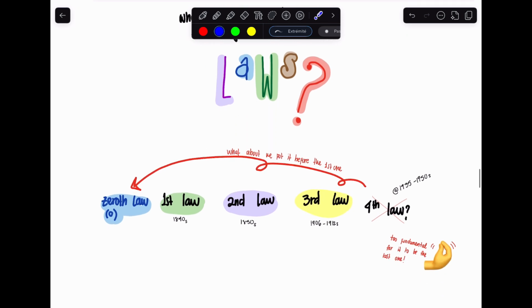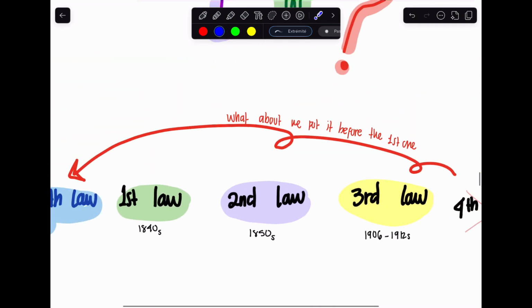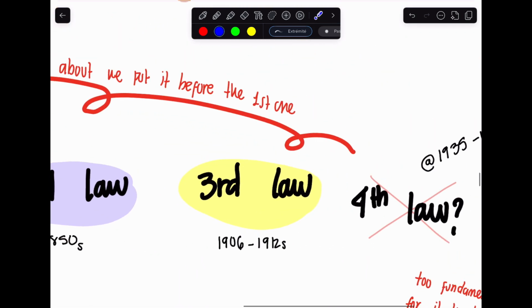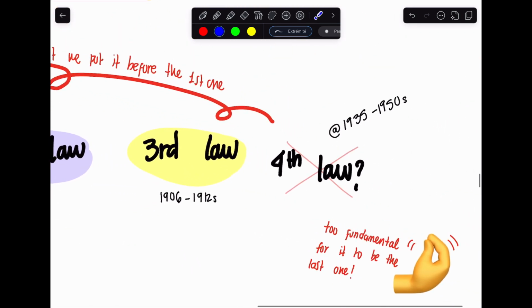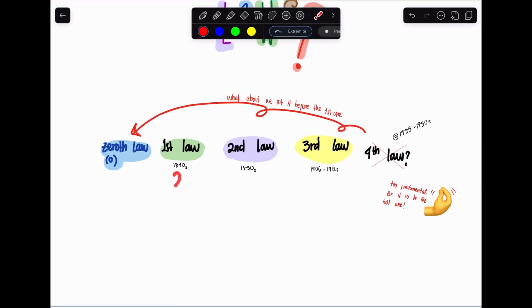So, long story short, there are four laws. First came the first law, then the second law, and the third. But what about the fourth one? Even though this was the last officially discovered, its understanding is fundamental for the other laws. But first law was already taken, so they named it the zeroth law of thermodynamics.